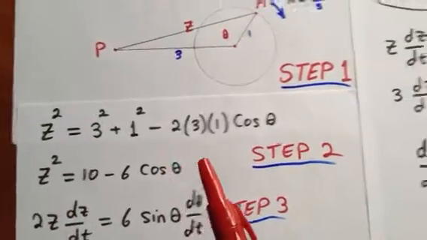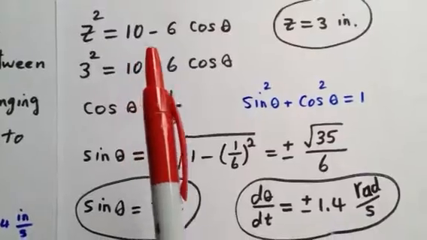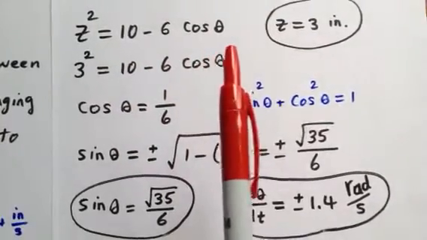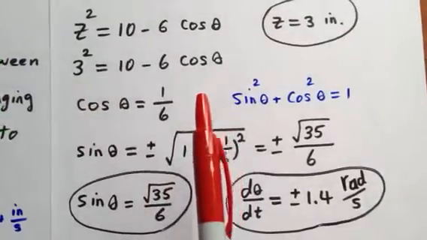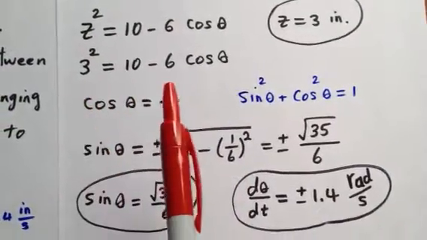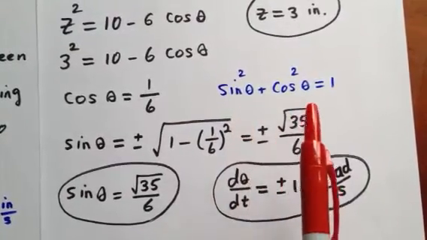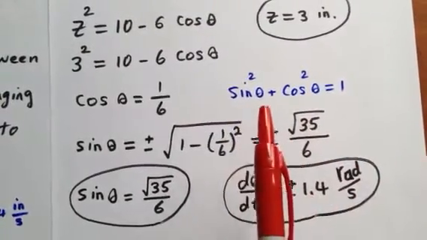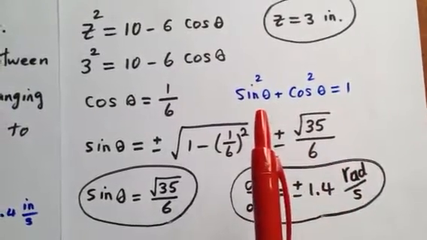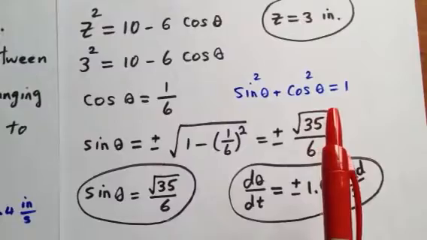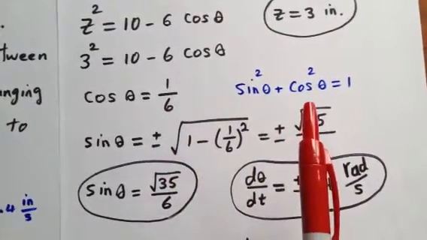Let's get this relation. z squared equals 10 minus 6 cosine theta. Plug in z equal to 3 and then solve for cosine theta. Subtract 10 and then divide by minus 6. Now we can use this most important identity in trigonometry: sine squared theta plus cosine squared theta equals 1. So cosine theta is 1/6.